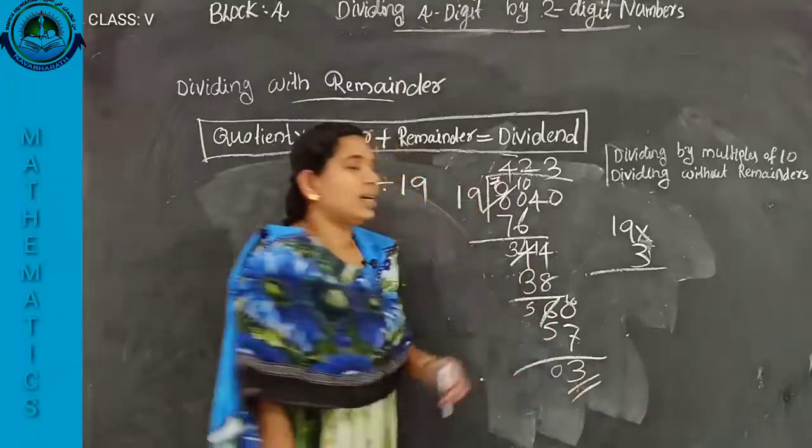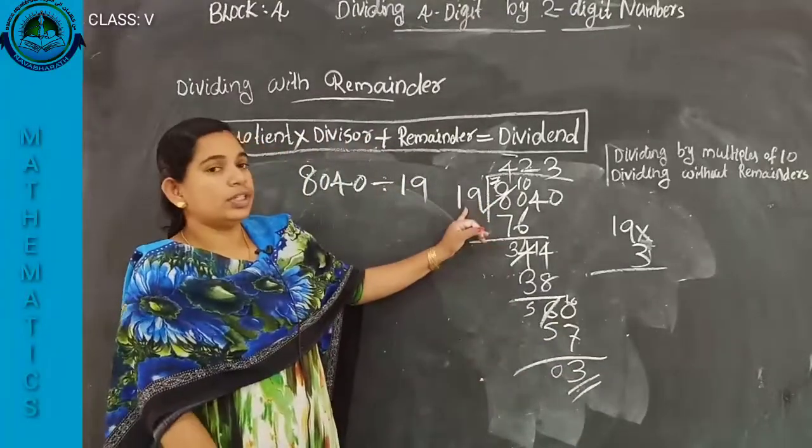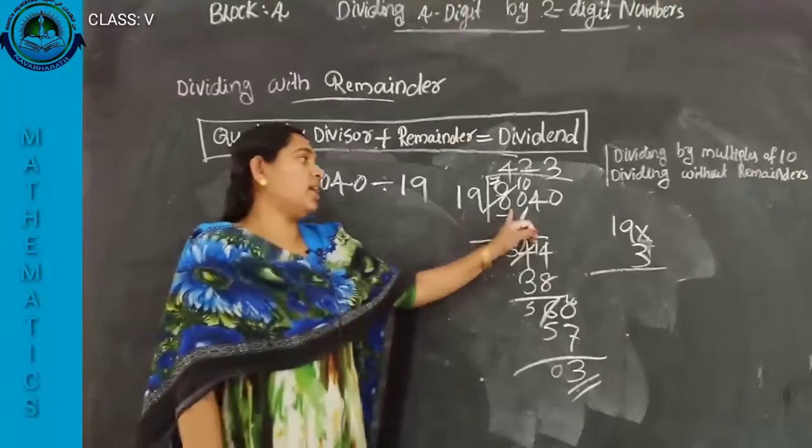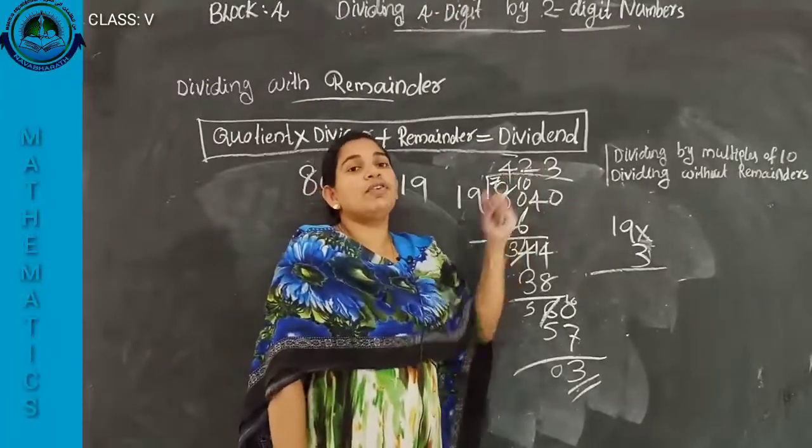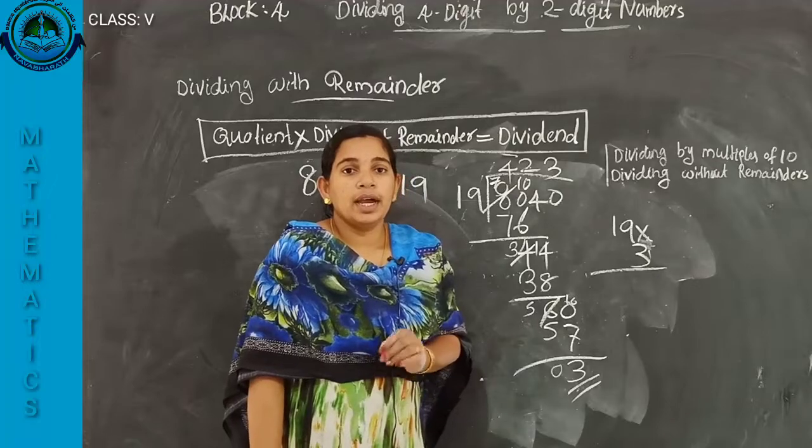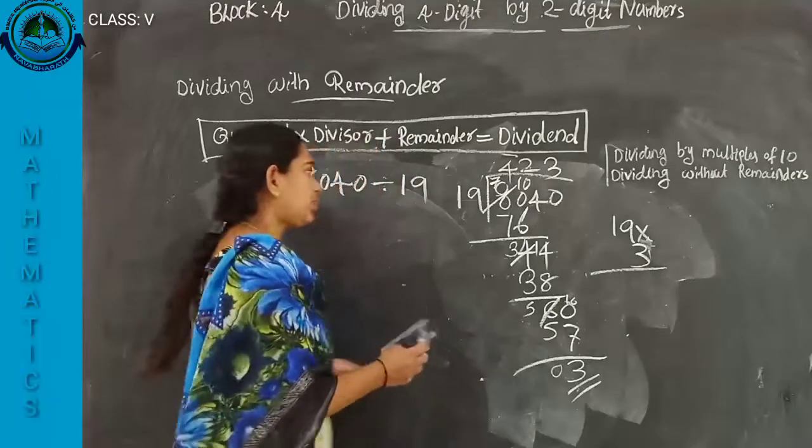What is the remainder here? 3. Divisor 19, dividend 8040, quotient 423. Okay. We will do one more problem.